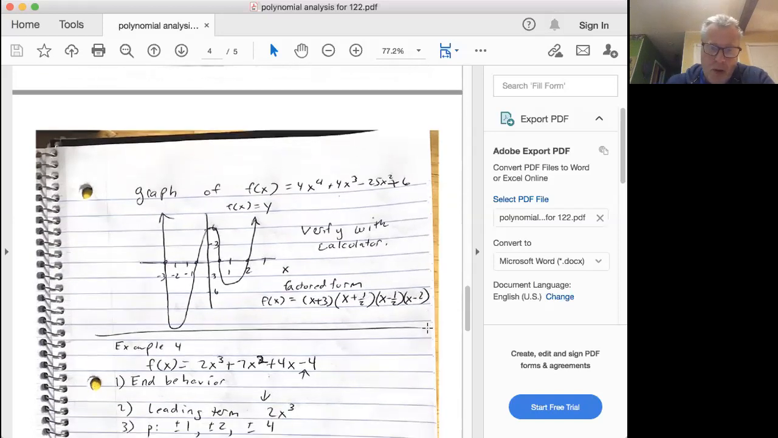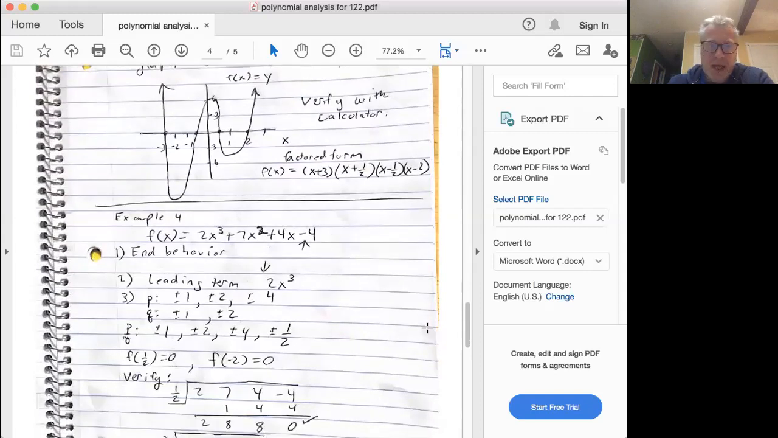And then we have one more example here to tie it up. And this one's 2x to the 3rd plus 7x squared plus 4x minus 4. The end behavior is consistent with an odd ordered polynomial, and so with a leading term of +2x to the 3rd. So we look at our p's and q's, divide them out, and we find that 1/2 is a 0 and -2 is a 0.